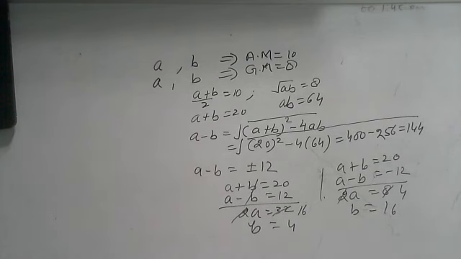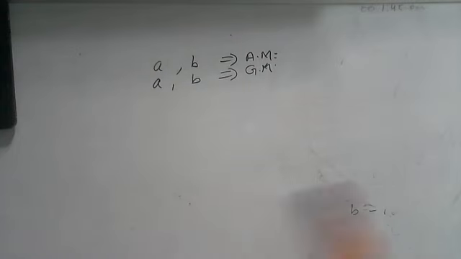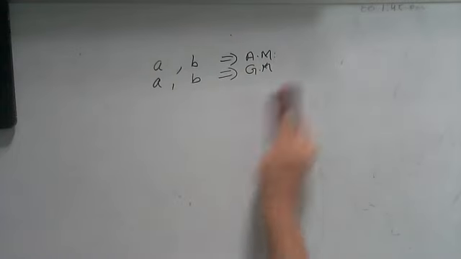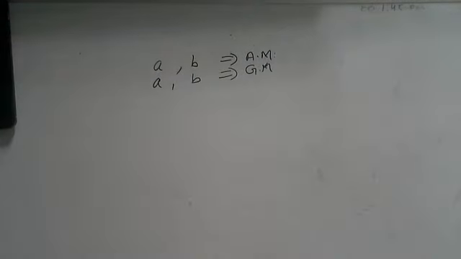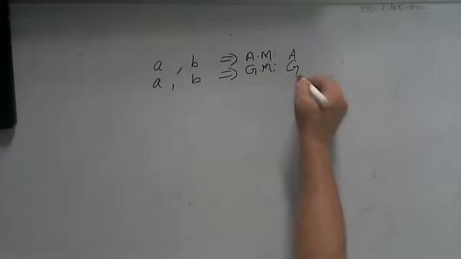So we will be able to find the two numbers. But I want to tell you one more thing related to it. Suppose the arithmetic mean between two numbers A and B is AM and the geometric mean is GM. You can give it a name: AM is A and GM is G.